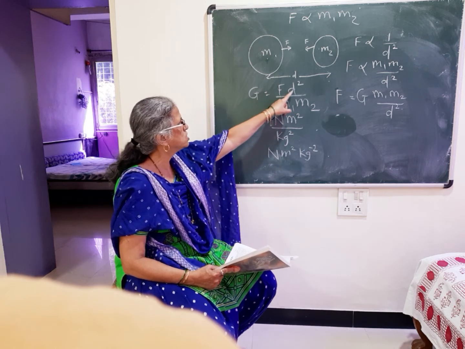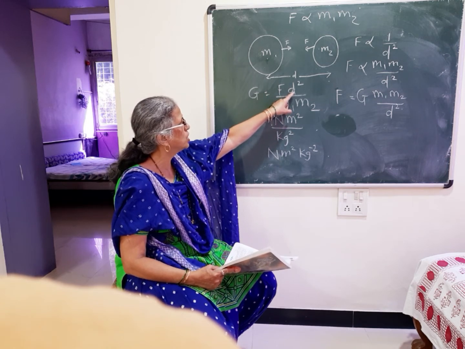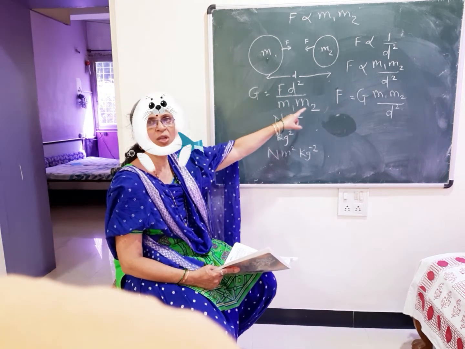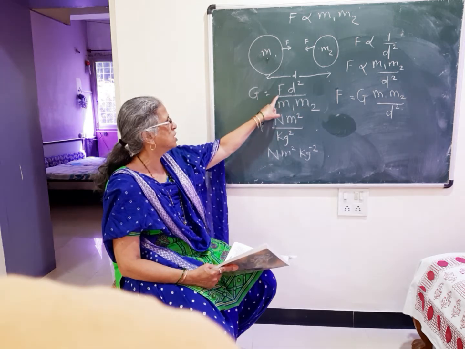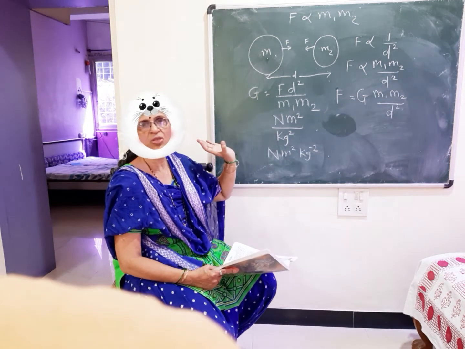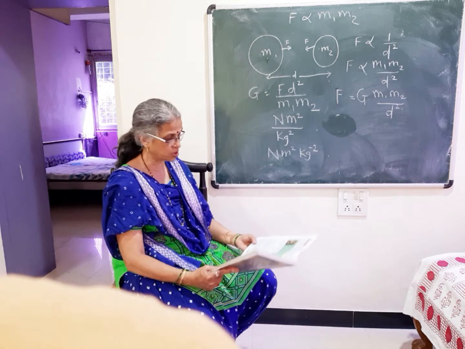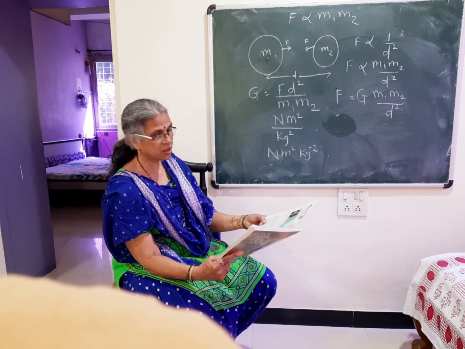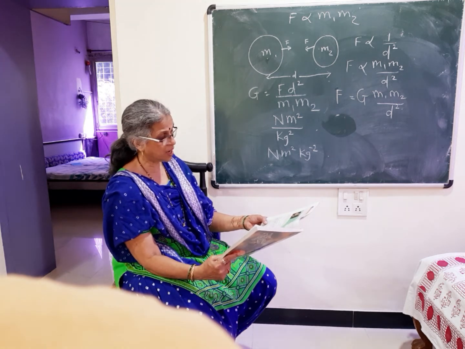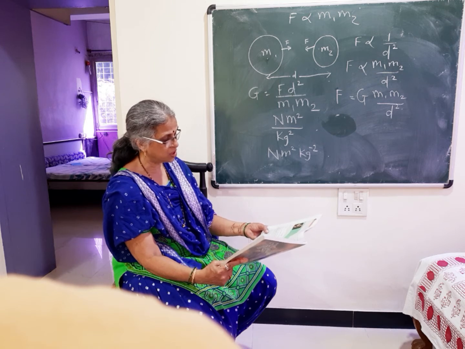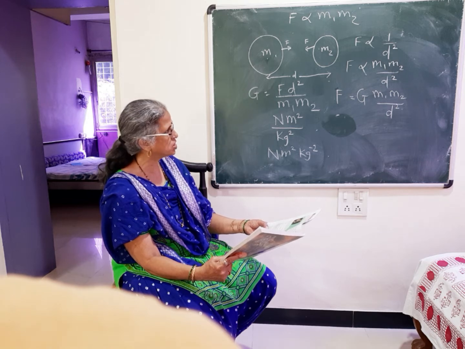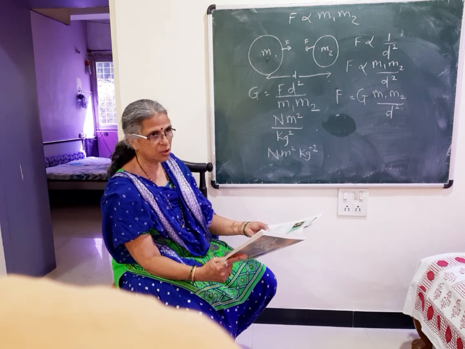So when the distance between the two objects is 1 unit, and the masses are also 1 kg or 1 unit, then the force exerted will be the gravitational force, capital G, which is a universal force. So you mark the definition given at the bottom of page number 4. Mark these definitions. What will be the value of G? It is the gravitational force acting between two unit masses.